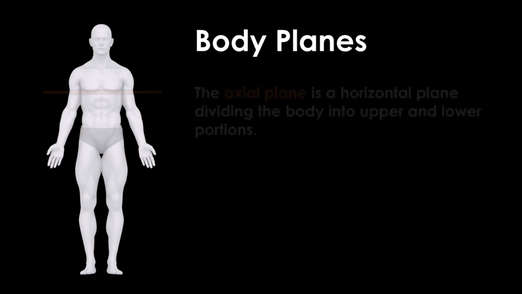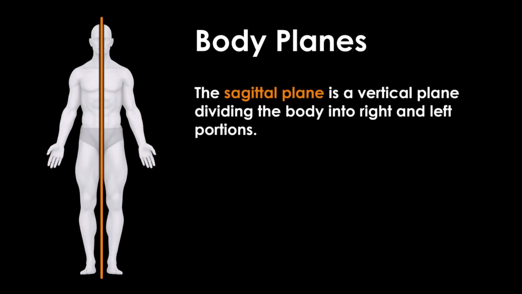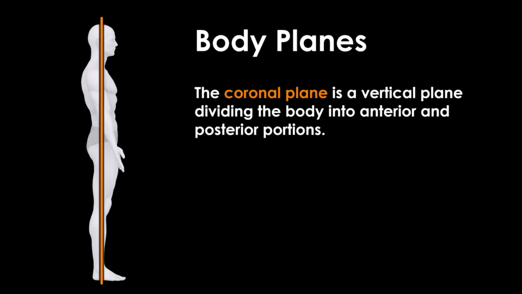The next body plane is the sagittal plane. The sagittal plane is a vertical plane dividing the body into right and left portions. It's very common in CT to reformat images into the sagittal plane. The next body plane is the coronal plane. The coronal plane is a vertical plane dividing the body into anterior and posterior portions. Again, it's very common in CT to reformat images into the coronal plane.